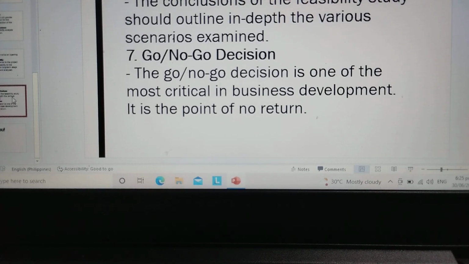For number 6, we have results and conclusions. The conclusions of the feasibility study should not outline in depth the various scenarios examined. The project leaders need to carefully examine the feasibility study and challenge its underlying assumptions. This is the time to be skeptical. Don't expect one alternative to jump off the page as being the best scenario, because feasibility studies do not suddenly become positive or negative.